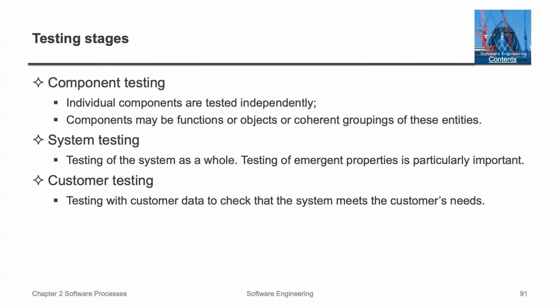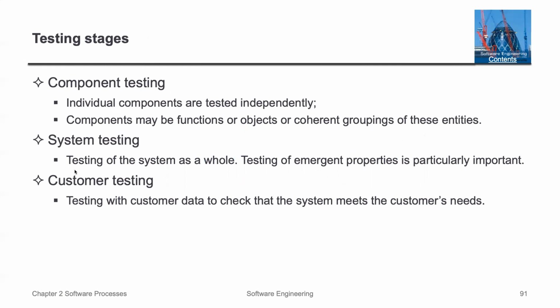So the testing stages, we have component, system, and customer. The first thing is we test individual components independently. The components may be functions or objects or coherent groups of these entities. And so once you have all of those figured out, you then aggregate that and go to the next level, and then we do the system testing.